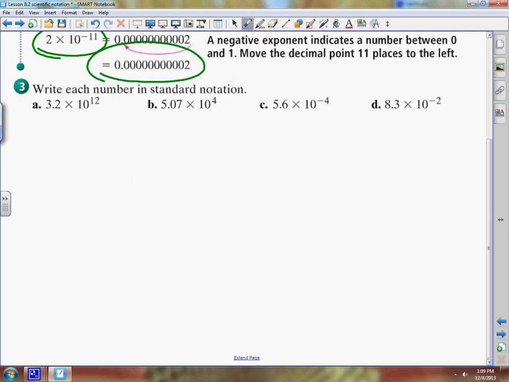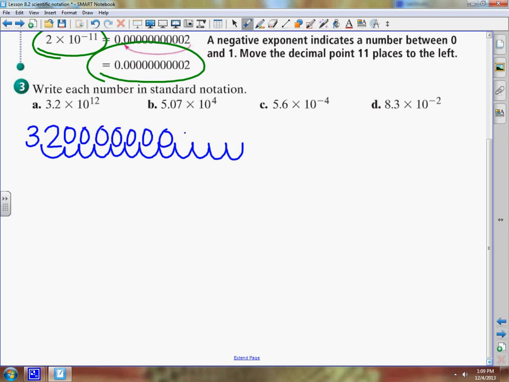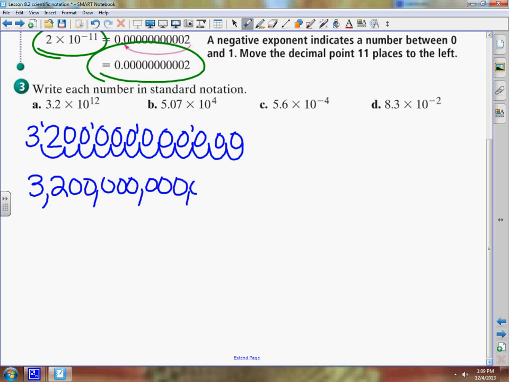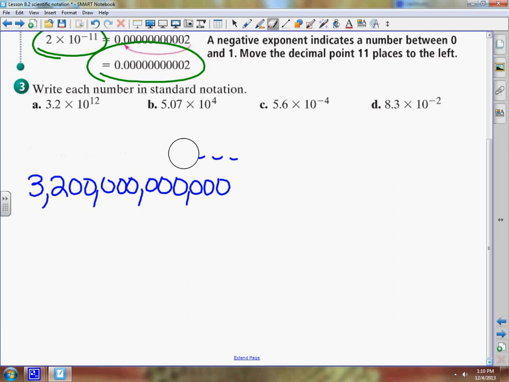Okay, so A, I'm going to start with 3.2 and I'm going to move it 12 times. So 1, 2, 3, 4, 5, 6, 7, 8, 9, 10, 11, 12. And then I fill in my zeros. So then my number, if I go through and put in my commas, it would be 3 trillion, 200 billion. So nobody wants to write out that enormous number, so that's why they choose to write it in scientific notation.